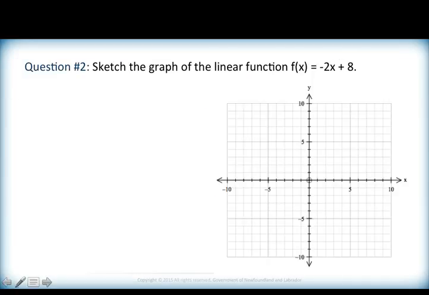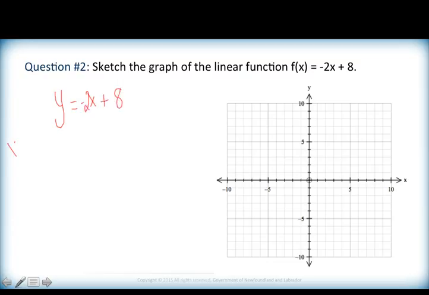Question 2. Sketch the graph of the linear function f of x equals negative 2x plus 8. This equation is actually in function notation. Since we're going to be working with the x and y intercepts to graph this function, maybe we'll rewrite the equation where it has just x and y to make it a little easier to recognize the intercepts. So we have y equals negative 2x plus 8.